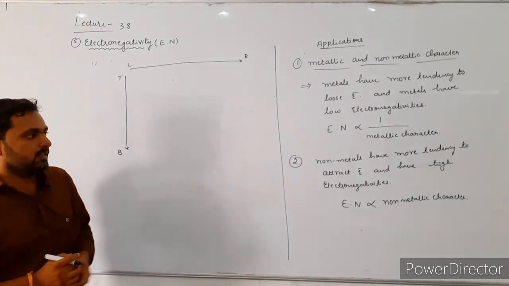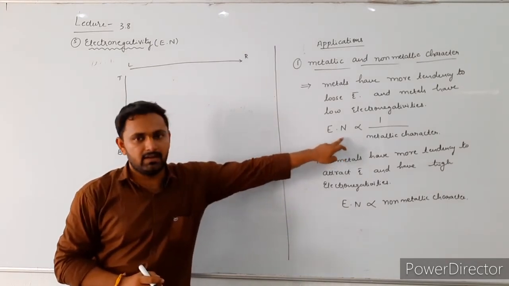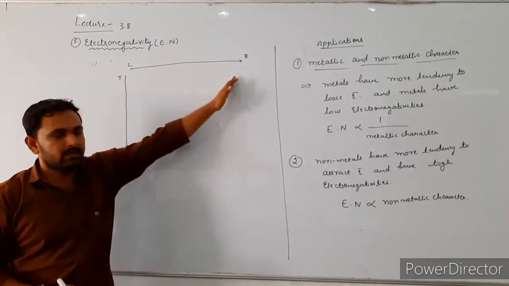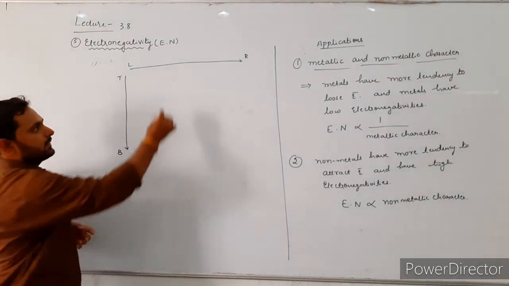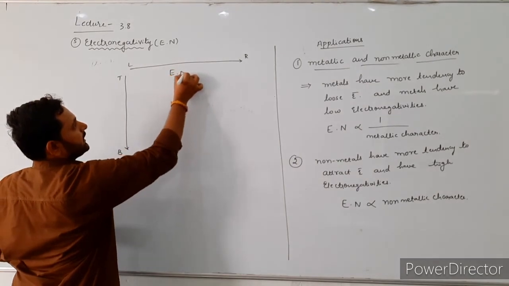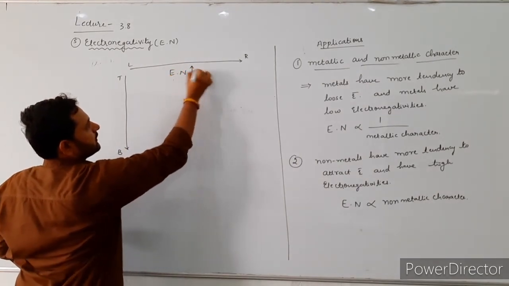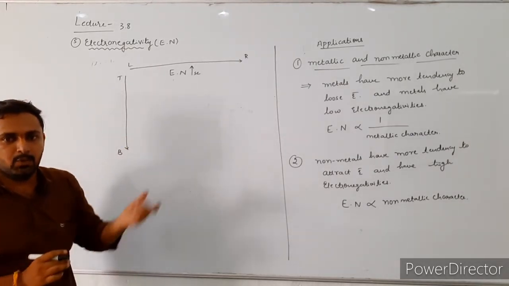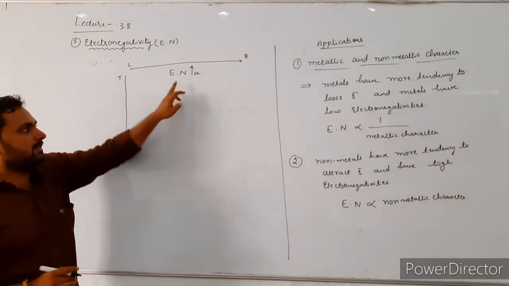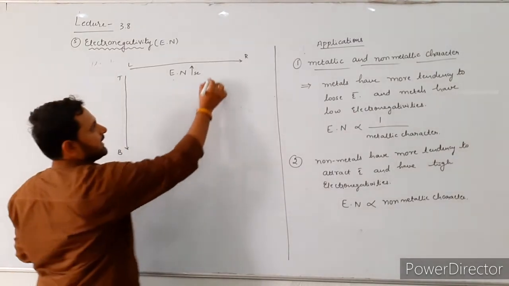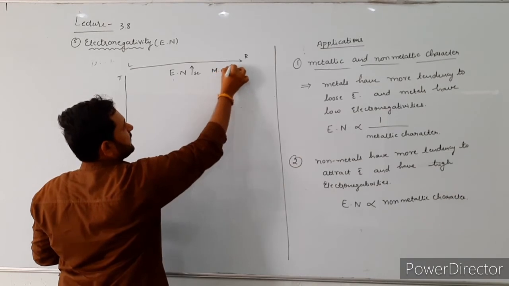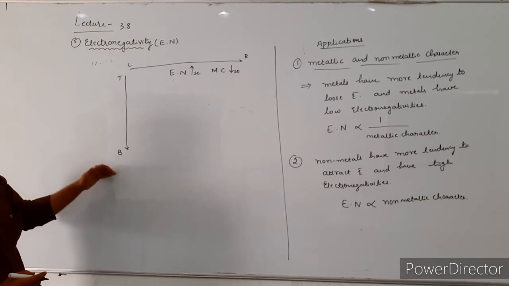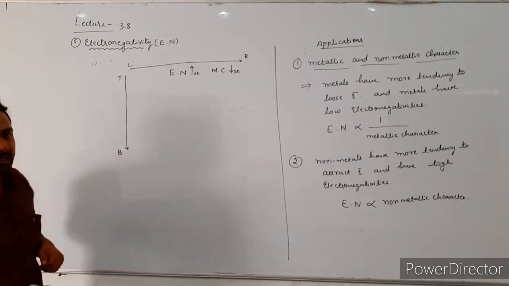Now let us know the relation between metallic character and electronegativity in the periodic table. From left to right, electronegativity increases, right? As electronegativity increases, what about metallic character? Both are inversely proportional, right? As electronegativity increases, metallic character decreases from left to right. From top to bottom, electronegativity decreases.